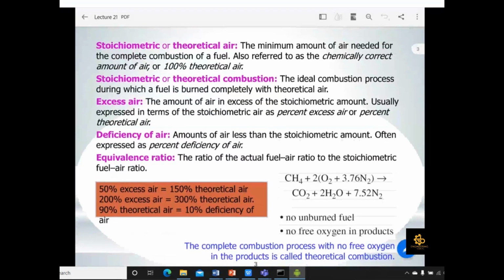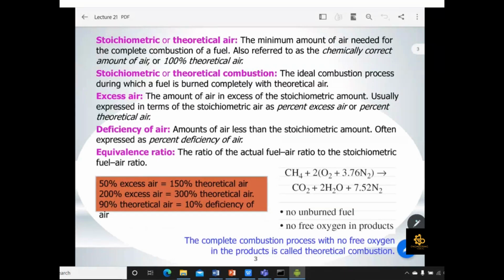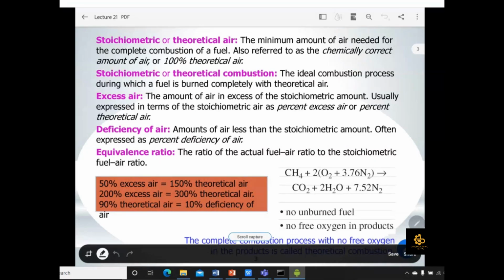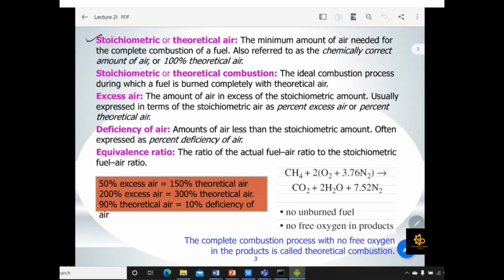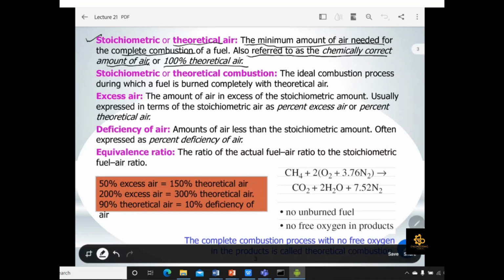Another term we commonly use while analyzing combustion processes is stoichiometry, or theoretical air. I think you have seen this term in your chemistry courses as well. Theoretical air is the minimum amount of air needed for the complete combustion of a fuel, and it is also referred to as the chemically correct amount of air or 100% theoretical air. So if your question mentions theoretical air, we are talking about 100% theoretical air, the minimum amount of air needed for complete combustion of the fuel.